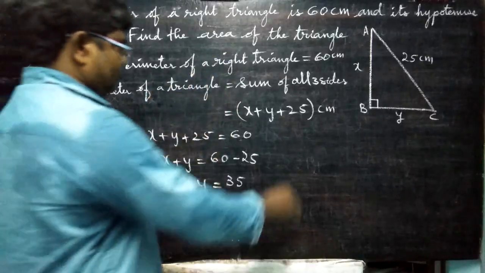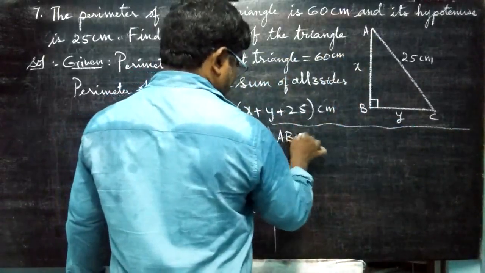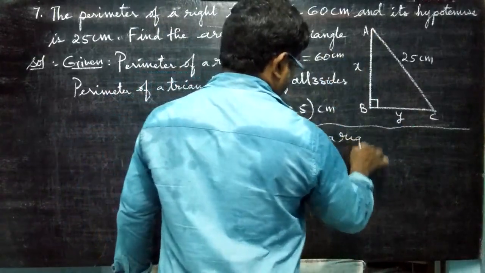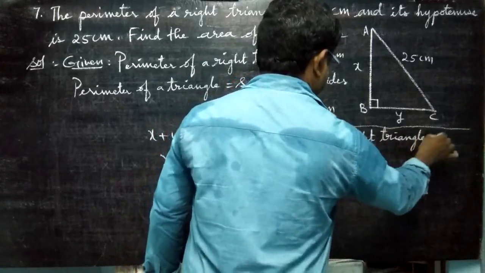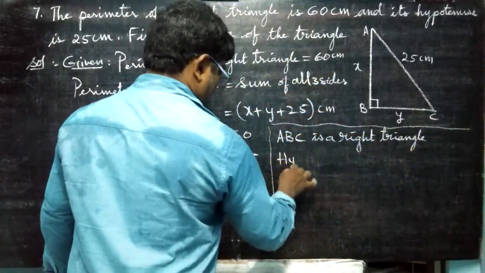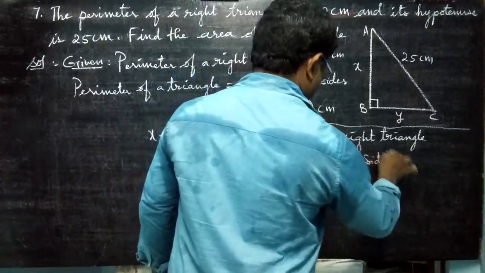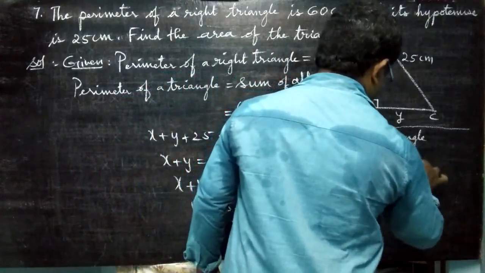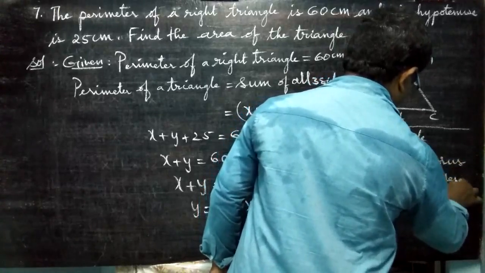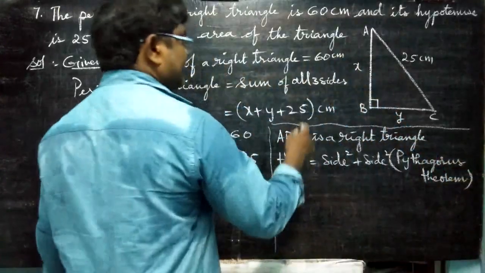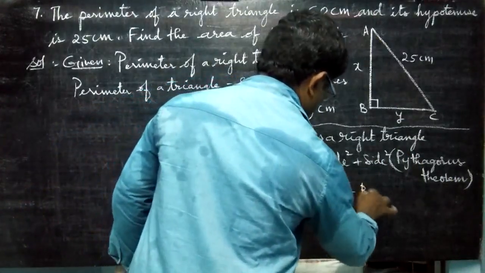One more thing we know. ABC is a right triangle. When you hear the word right triangle, hypotenuse square is equal to side square plus side square. Who told? Pythagoras theorem. In a right angle triangle, the square of the hypotenuse is equal to the sum of the squares of the other two sides. So AC square is equal to AB square plus BC square.